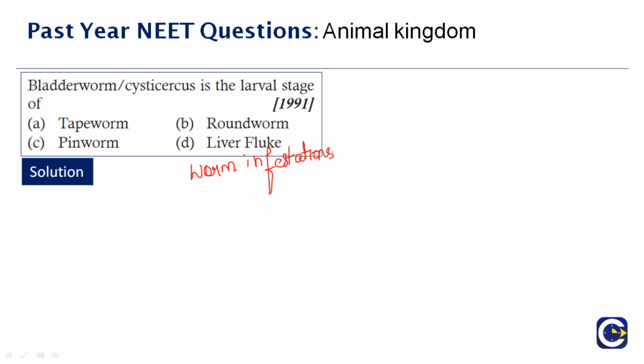They have certain things that they don't do correctly, so they are mostly seen in children. Now, this bladder worm or cysticercus is the larval stage of which one? It belongs to the tapeworm. Okay, bladder worms, or cysticerci, are larval forms of tapeworm. So how do tapeworms look? They look segmented. Therefore, the correct answer to this question is option A.